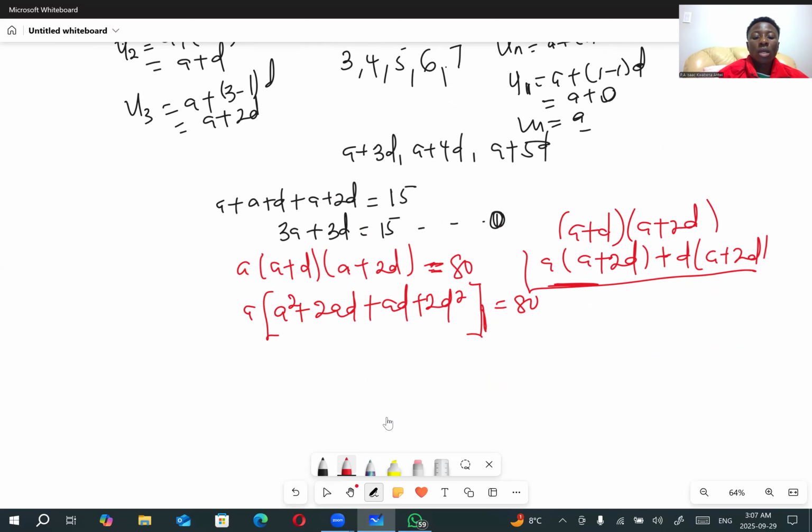Now you have this wisdom. So you have the integral, right? Let's solve what's inside first. Inside, you see AD, so you can work it out. So that'll be 3AD plus 2D squared. Then now you can expand. Let's expand. What are you getting?